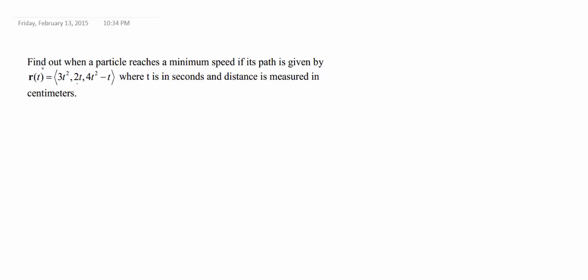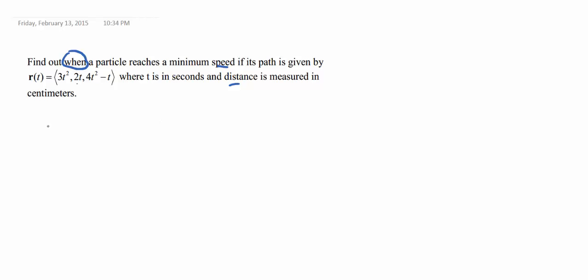Okay, let's find out when a particle reaches a minimum speed if its path is given by r of t equals the vector-valued function with components 3t squared, 2t, and 4t squared minus t, where t is in seconds and distance is measured in centimeters, although I don't think the distance is going to matter much because we just want to find out when the particle reaches a minimum. So we just need the t value that produces the minimum speed.